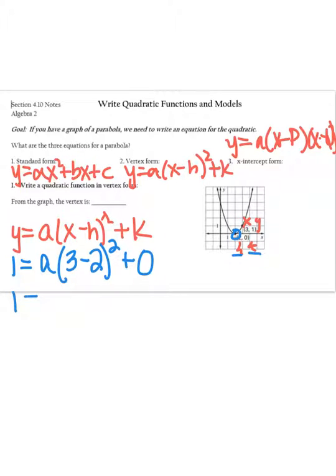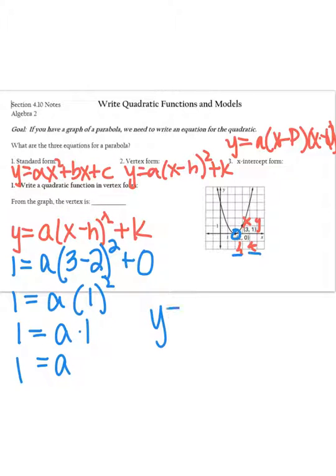So simplifying, I have 1 equals a times (3 minus 2), which is 1, squared, plus 0. I can just leave off the 0 because it's a 0. And so then I have 1 equals a times, well, 1 squared is just 1, so a times 1 is 1. So a is 1. My equation: y equals 1 times (x minus 2) squared plus 0.